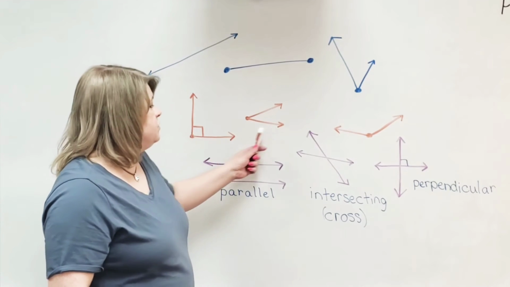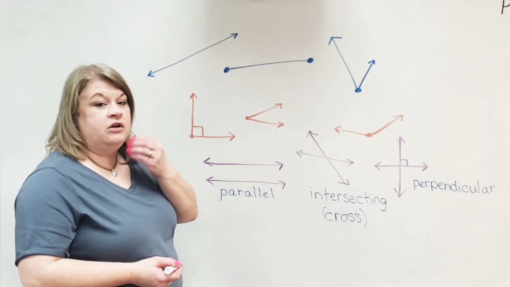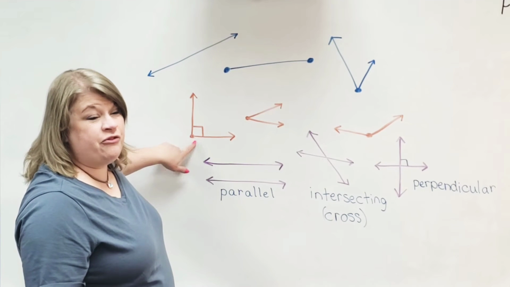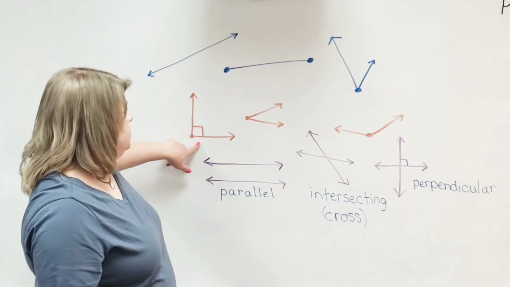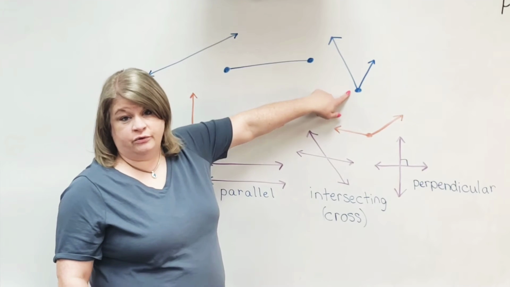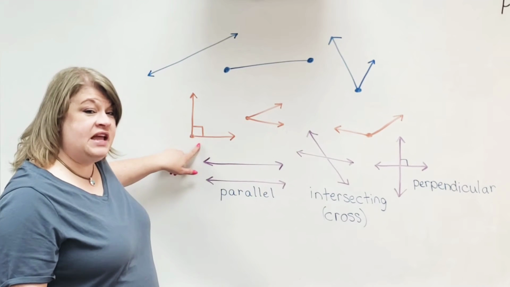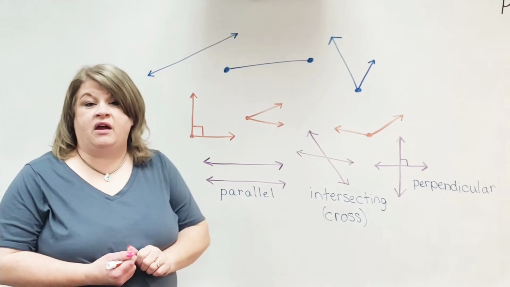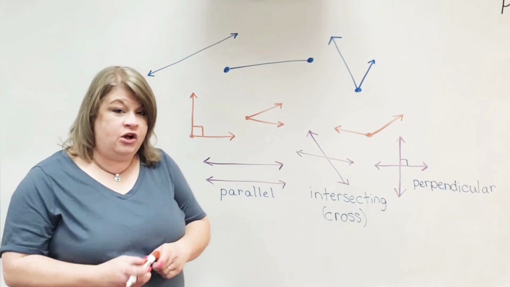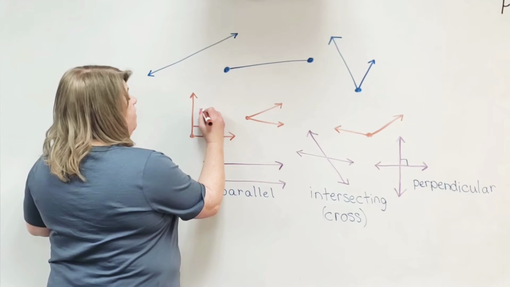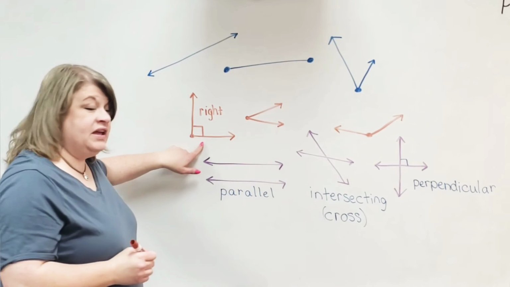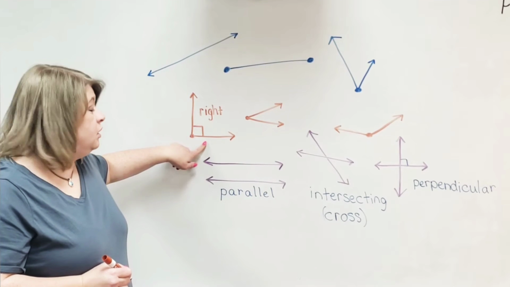Right here, do you see these three angles? An angle, if you remember, is two rays that come from the same end point. That's an angle too. Two rays coming from the same end point. Here's the end point. They go this way. It forms a square. Do you remember this type of angle? What do we call that? We call that a right angle because we can make a square in the corner.